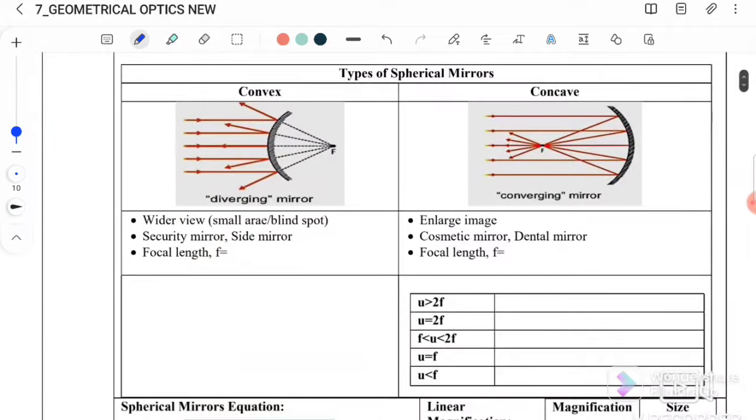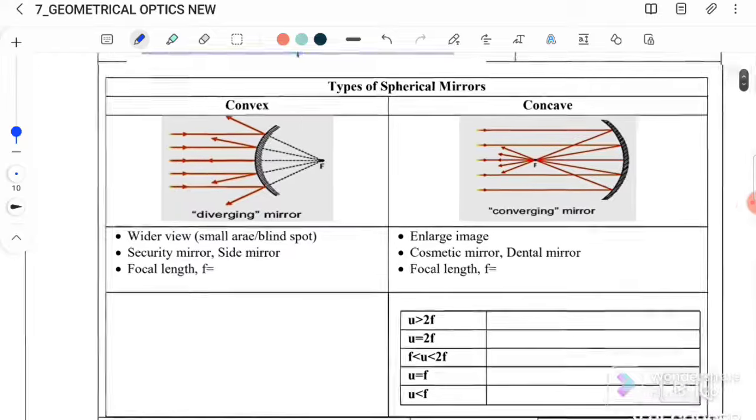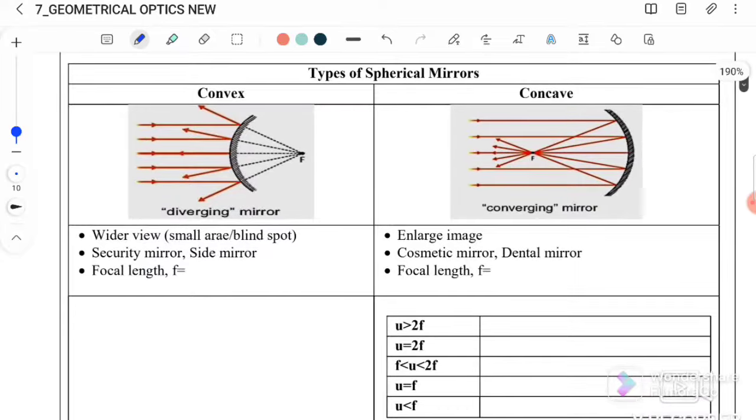Next, let us look at the spherical mirror. For a spherical mirror, we have 2 types. The first one is convex, the second one is concave. Convex is cembung, and concave is cengkung. A convex mirror has a wider view, for example a security mirror or a side mirror.